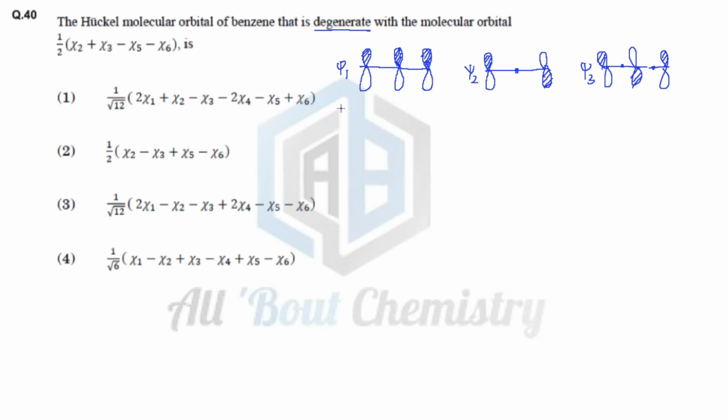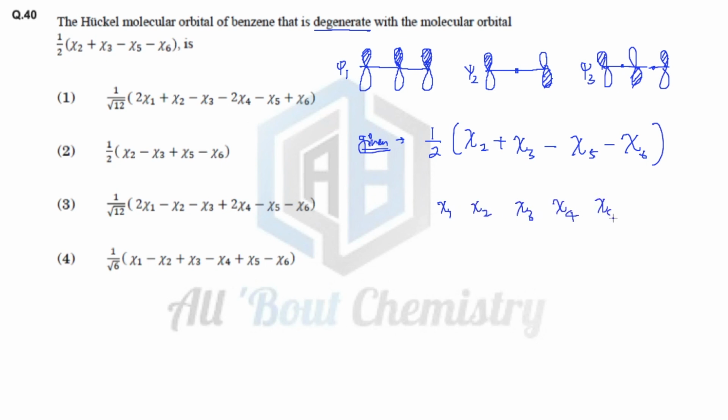Okay, so now the given wave function is what? It is 1 by 2, and you have chi 2 plus chi 3 minus chi 5 and minus chi 6. Now what you can see over here is which are missing. If I write down chi 1, chi 2, chi 3, chi 4, chi 5 and chi 6, all of them, this is missing, so this will be one node.